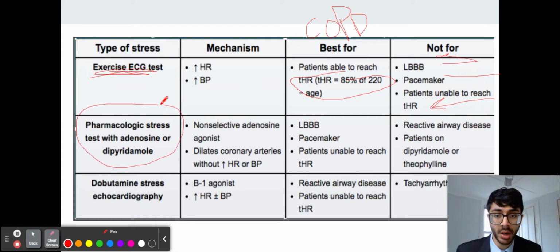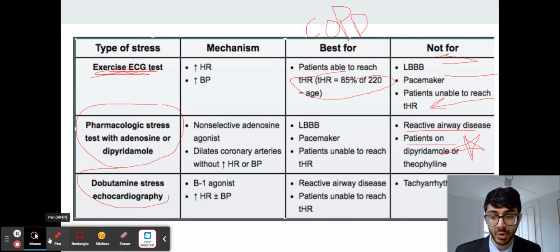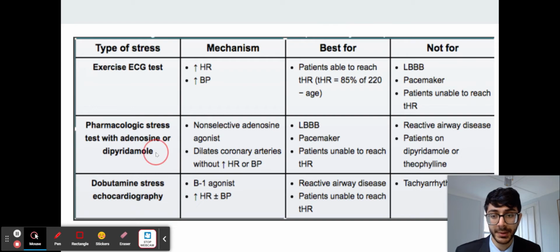Then know these other two and know the contraindications. This is reactive airway disease here as well, so you can just pause the slide and take a read at this, but just know these. I see people get these wrong all the time.